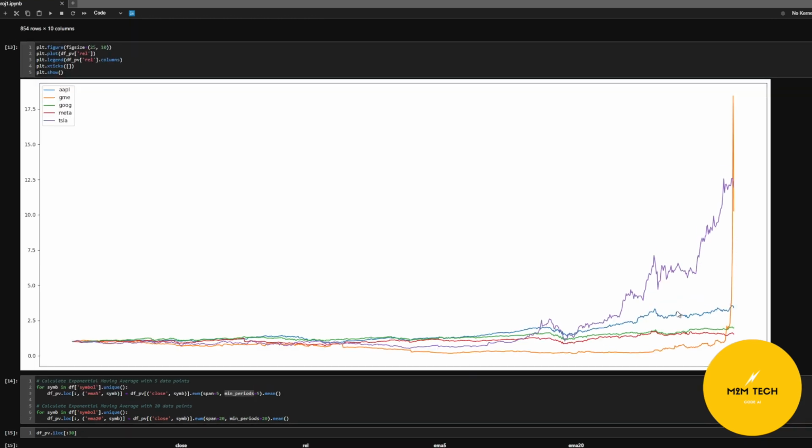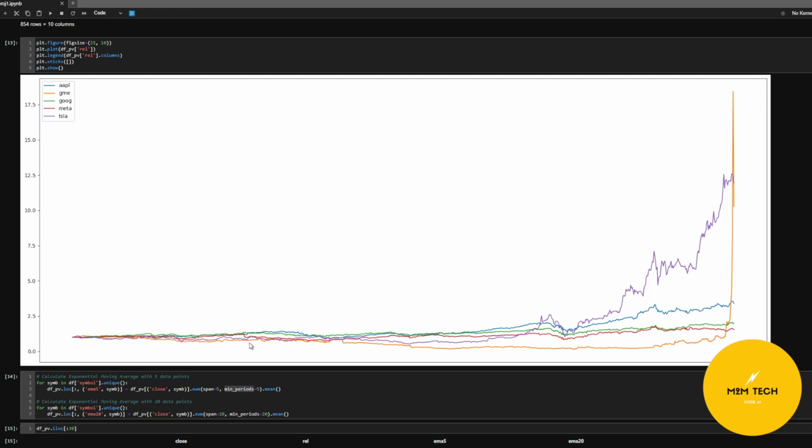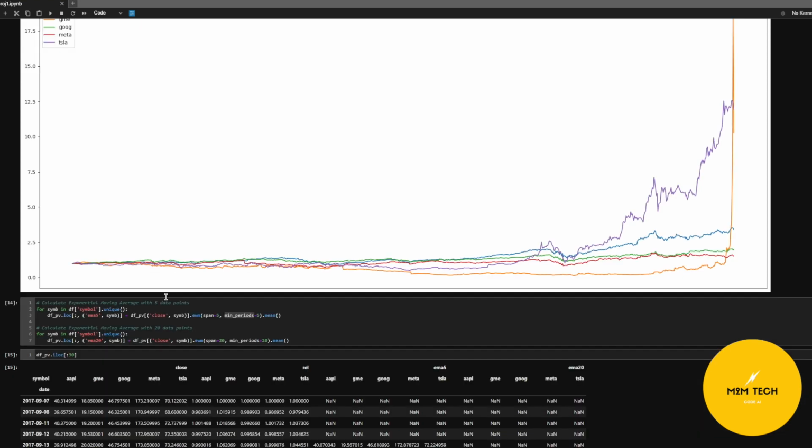Okay. To calculate the moving average, I use the EWM, so it's exponential weighted moving average. And the idea of using the two moving averages is that if the fast moving average crosses above the slow moving average, it means the trend of the price is going up, and then we should buy the stock. On the other hand, if the fast moving average crosses below the slow moving average, the trend indicates that the stock price is going down, so we should sell.